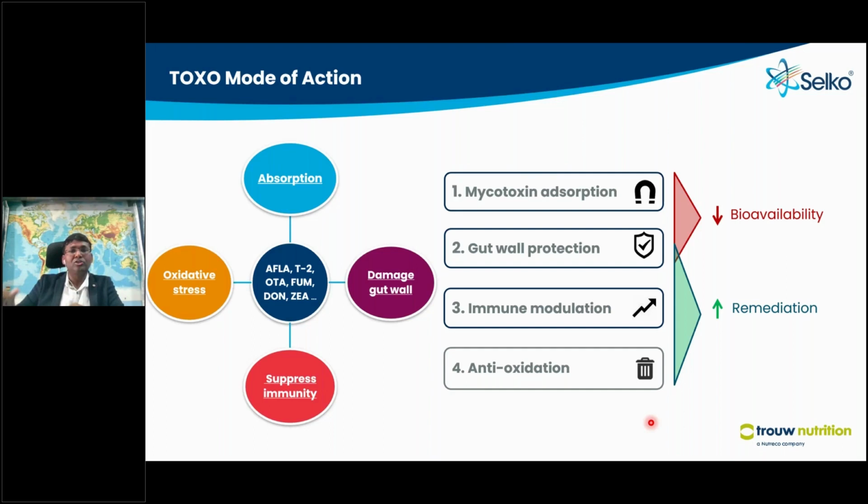If the gut wall is stronger and the tight junctions are managed well, the toxin will come down less. And then, of course, there are many toxins that modulate the immune system and the antioxidant system of animals. How do we come up with new innovative technologies to improve these systems also becomes very important. So I'm a strong believer that the word mycotoxin binder may not be the right word today. We should go to mitigation products rather than just binders.